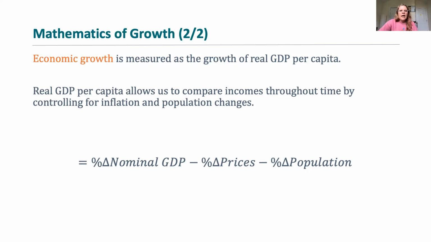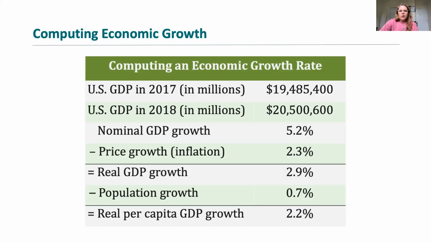So we see economic growth is the percent change in nominal GDP minus the percent change in prices, which is inflation, minus the percent change in the population, which is dividing that number by a larger number of people. So that's our percent change in real GDP. So let me explain some of the math that shows up on this slide.